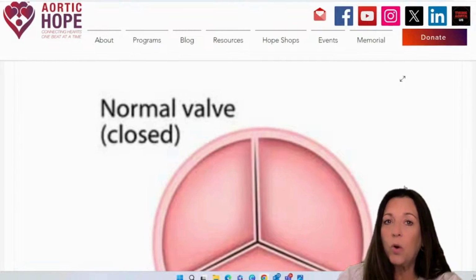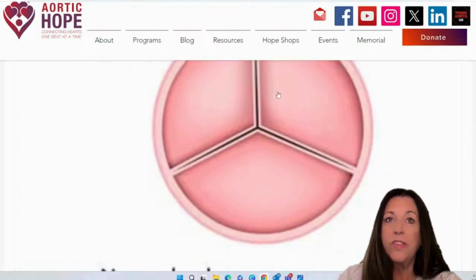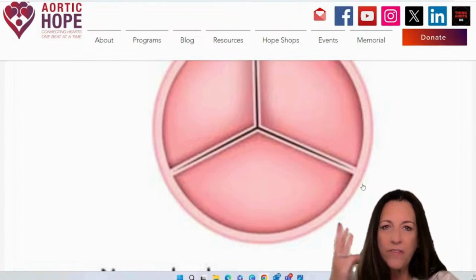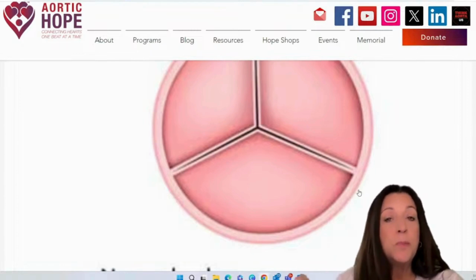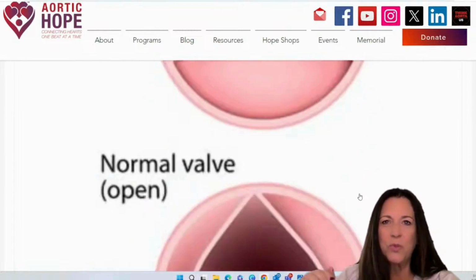And this is what a normal valve looks like. This is what it looks like when it's closed, a cross section of the aortic valve. It's got 3 little flaps here. Those are called leaflets. You're supposed to have 3. You're supposed to be born with 3. Doesn't mean everybody is, and that's where we start to have some issues, okay?